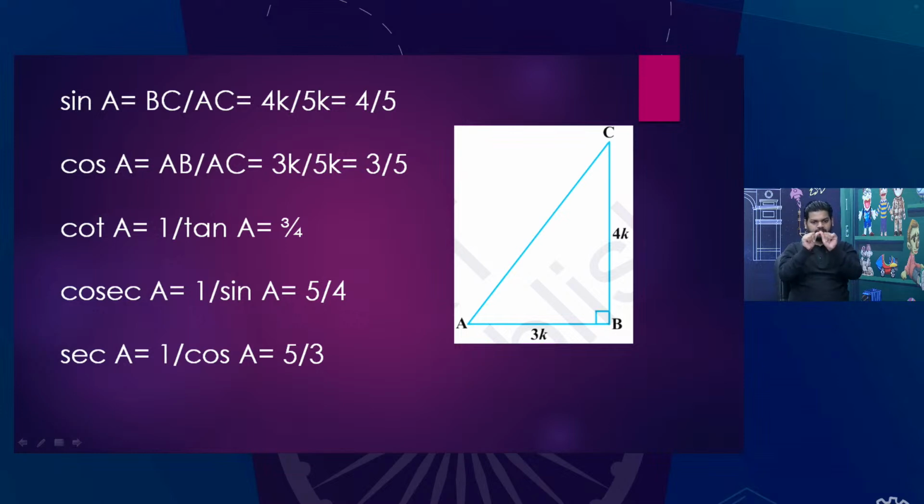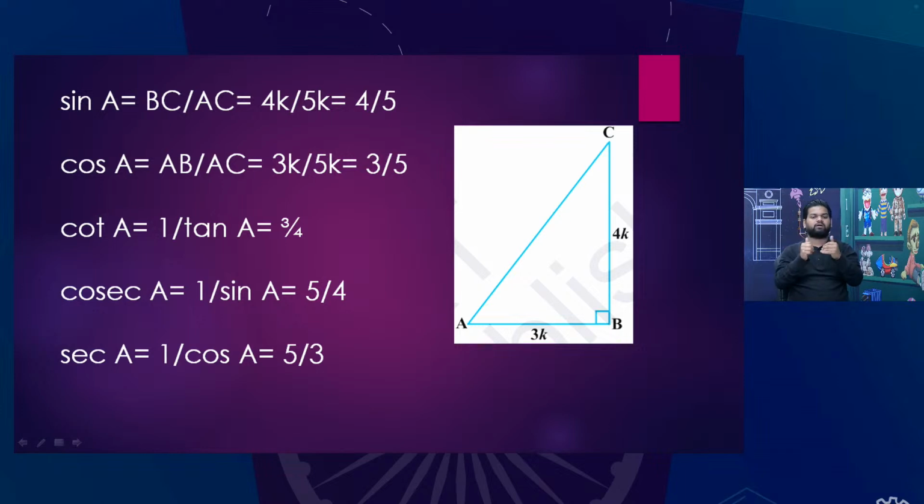Okay? And cosec A is reciprocal of sin A. So sin A we had 4 upon 5, so what will its reciprocal be? 5 upon 4. Good. Now sec A is reciprocal of cos A. So can we write it as 5 upon 3? Yes, ma'am. Yes. Okay. Now I hope you have understood, children.